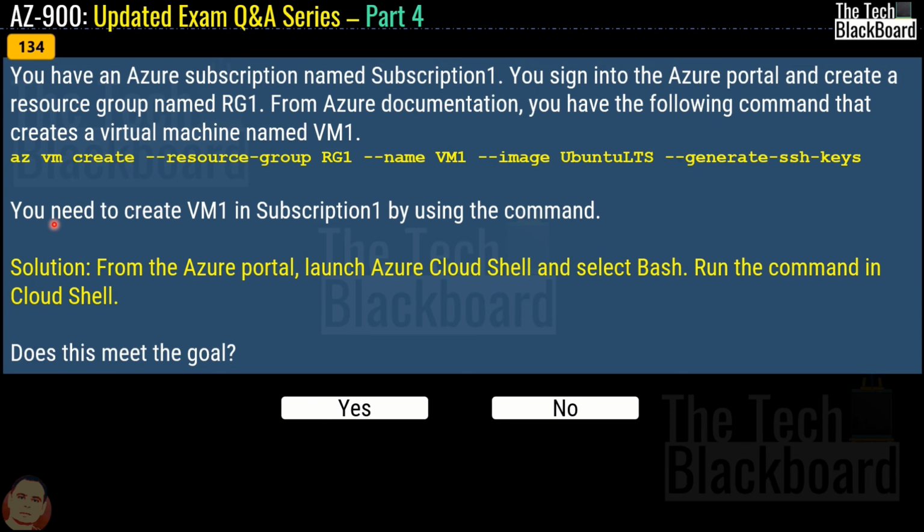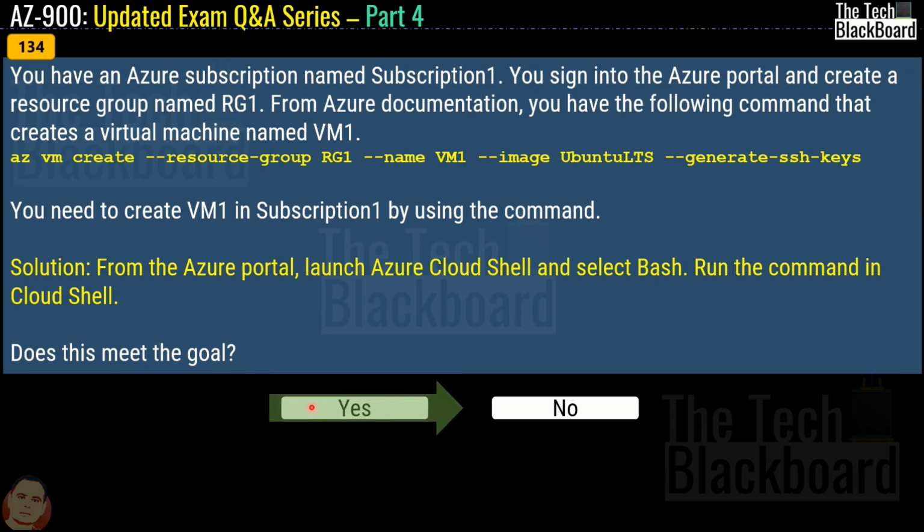And further it says that you need to create VM1 in subscription 1 by using the command. The solution given is that from the Azure Portal, launch Azure Cloud Shell and select bash. Run the command in the Cloud Shell. So basically you have to run this command in Azure Cloud Shell. So the question is asking whether this solution meets the goal. And the correct answer for this question is yes.